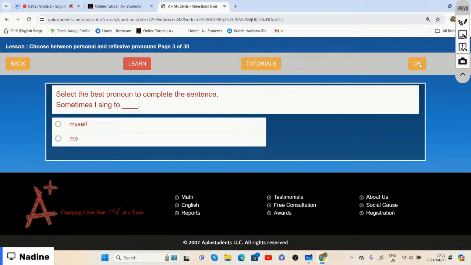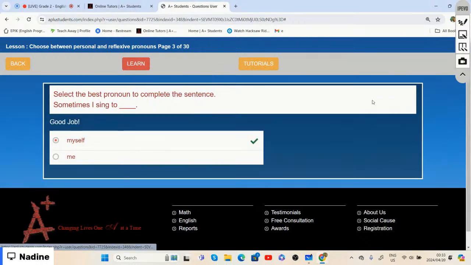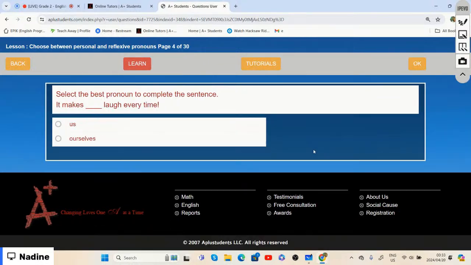All right, and if we choose the correct pronoun, then we will go with option one. So well done. Option one is the correct answer because remember we said that it refers back to the subject, right? In that case, it was I. So I is the reflexive pronoun myself, right? So myself refers back to the subject I, so myself was the correct one.